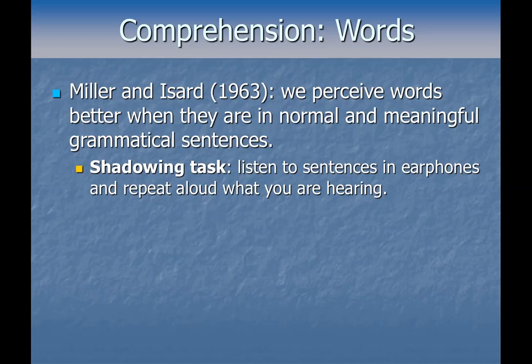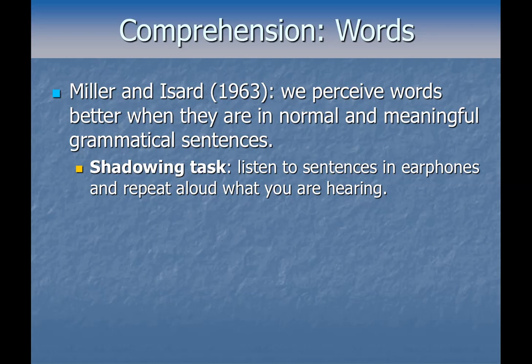So let's talk about some top-down influences on comprehending words first. There's a famous landmark study by Miller and Isard back in the 60s that showed that we actually perceive words better when they're in a normal and meaningful, grammatically valid sentence. What they had participants do is something we've met before in Cherry's dichotic listening task, the task that Cherry did to study the cocktail party phenomenon.